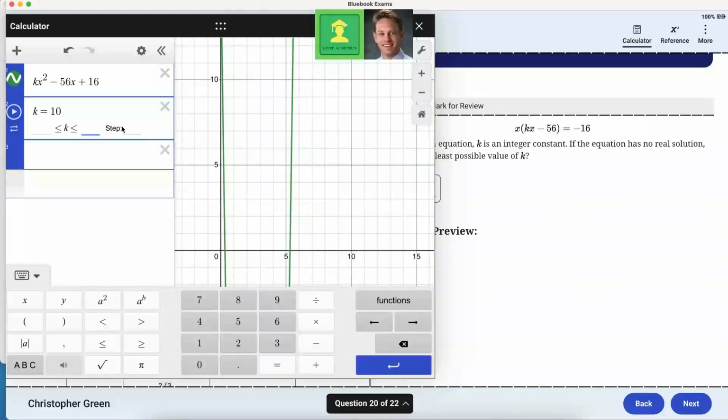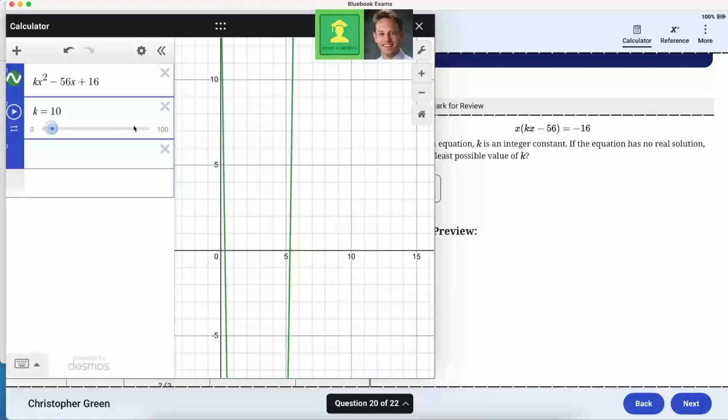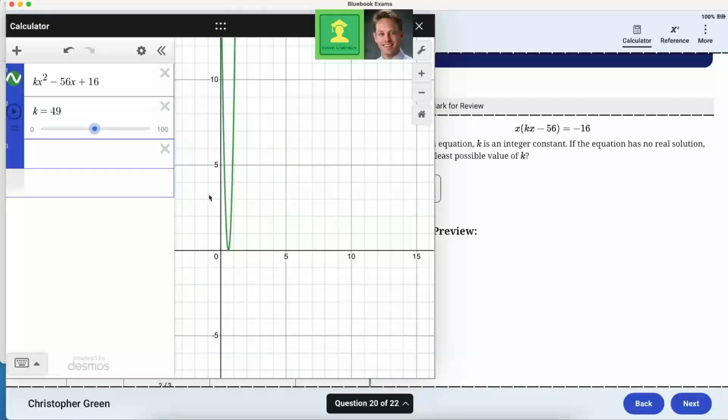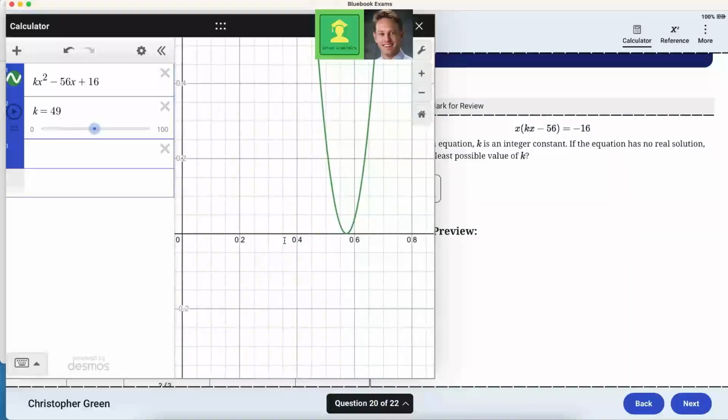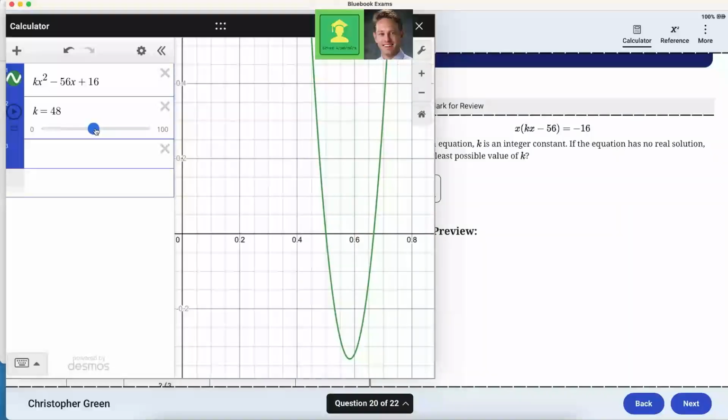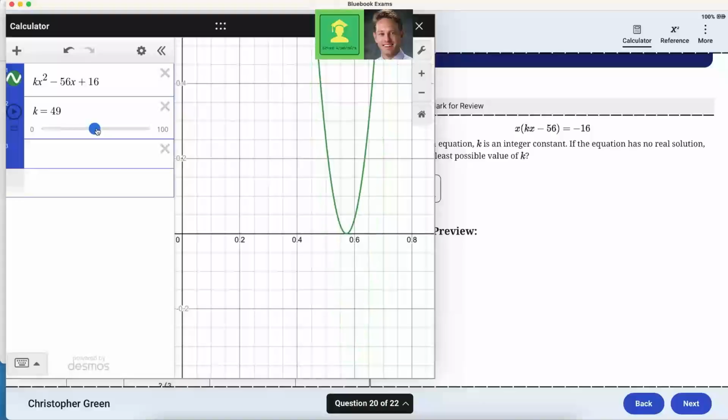Now we know the answer is 50. So suppose I go to 100 as the max for the slider, with a step of 1. And then you can just see there, and if you're clever enough to zoom in very carefully, you can see that 48 gives you 2 solutions. 49 is exactly 1. So 50 is the lowest integer value for k for which the vertex is above the axis, as in has no solution.